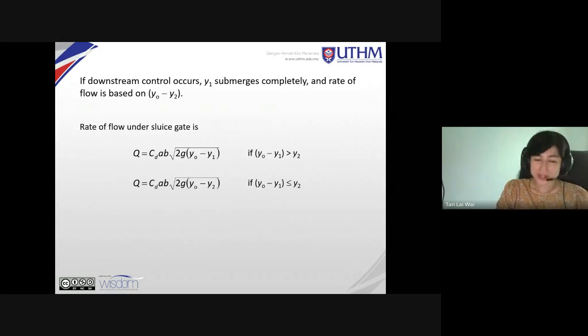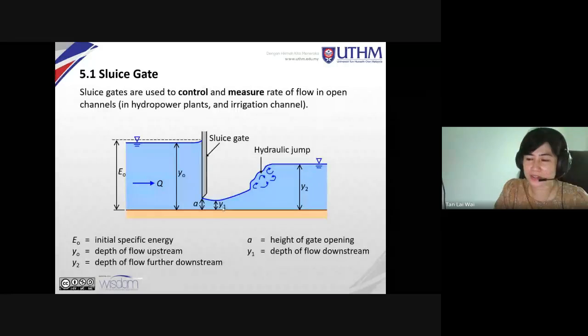Now, what would be the formula? Just now we talked about y1 could be submerged. If y1 is submerged, that means y1 is relatively small, or it's not affecting the discharge coming out, then you need to consider y2 instead. Therefore, look at this. If y0 minus y1 is smaller than y2, that means y2 is larger. Now you should know where y2 is. y2 is at this location, y1 is this location, and y0 is the depth behind the sluice gate.